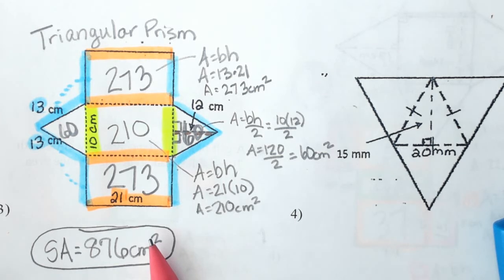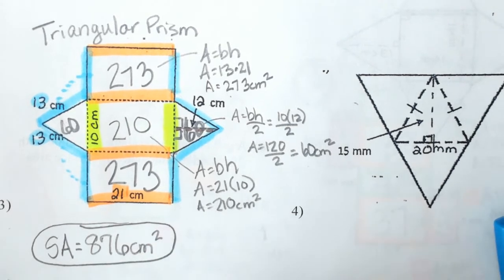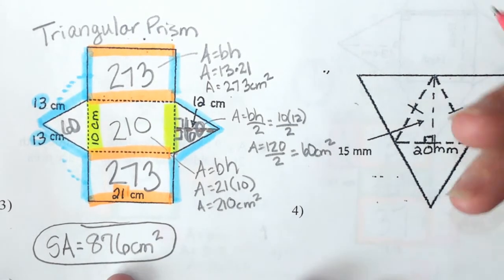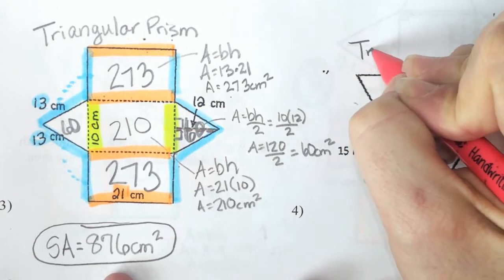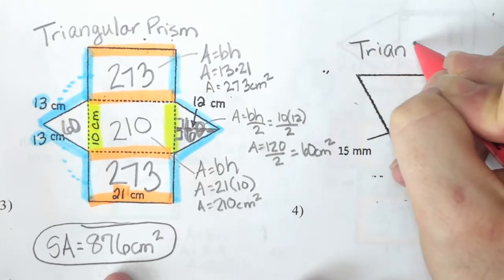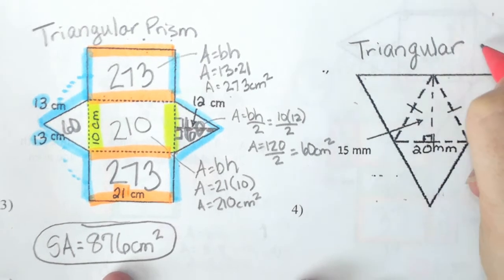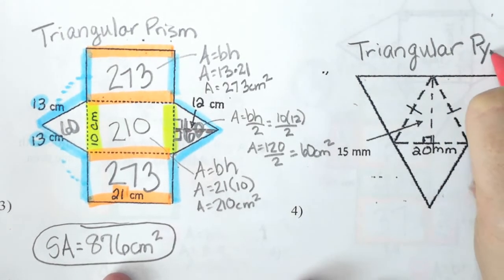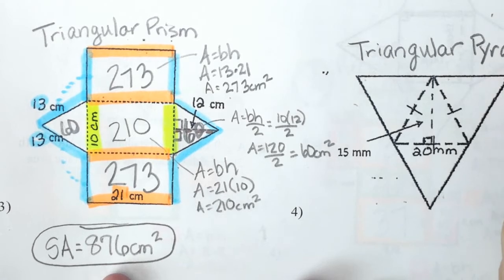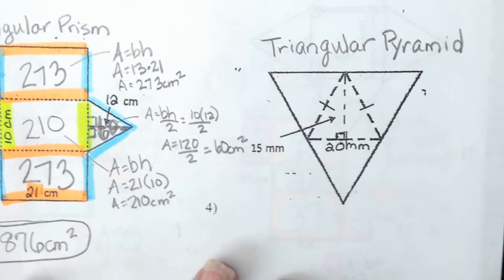Okay. Now, number 4 is a triangular pyramid. It has the base of a triangle, and all these corners would fold up to a point to make a pyramid.